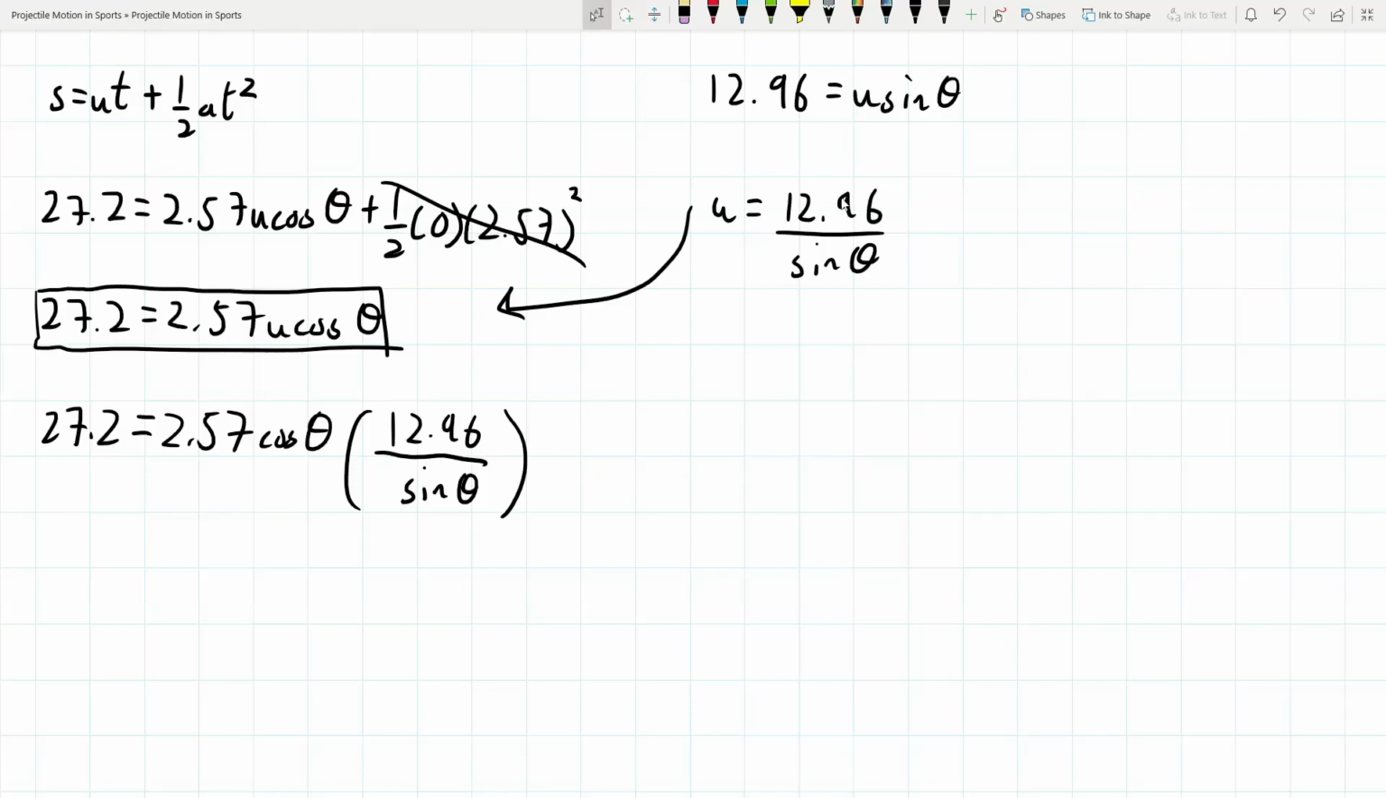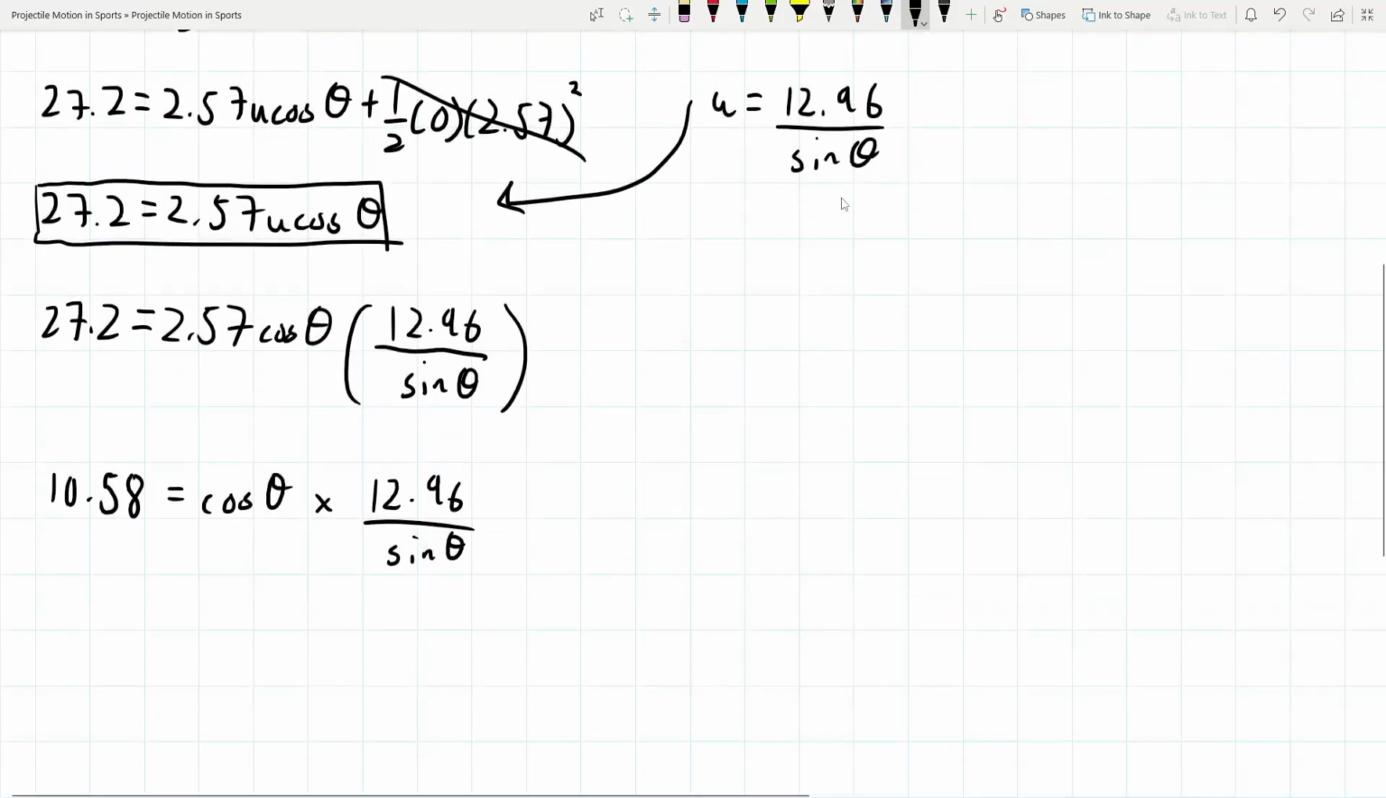So we can divide by 2.57, 10.58. 10.58 equals cos theta multiplied by 12.96 over sine theta. So we can now divide by 12.96, and we get that 0.82 equals cos theta over sine theta. Now we can't do cos theta over sine theta. We can't really put that into a calculator.